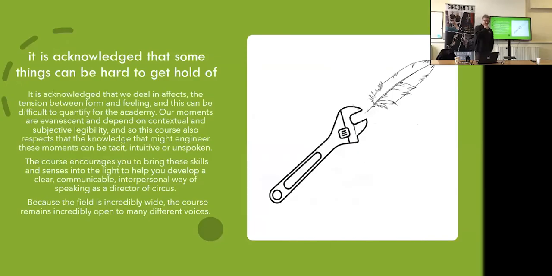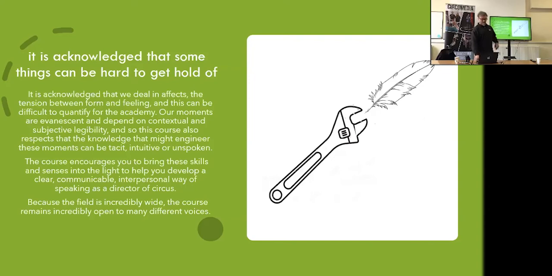So it's acknowledged, finally, really, that some things can be hard to get hold of. As artists, we deal with affect, something that happens in the room between people, which can be hard to validate and ratify within the university. We are very aware of this contradiction in dealing with artistic practice and how it's validated on a master's degree. Those discussions are ongoing, and we are open to your own approach to making work. I think that's all I can say about that.